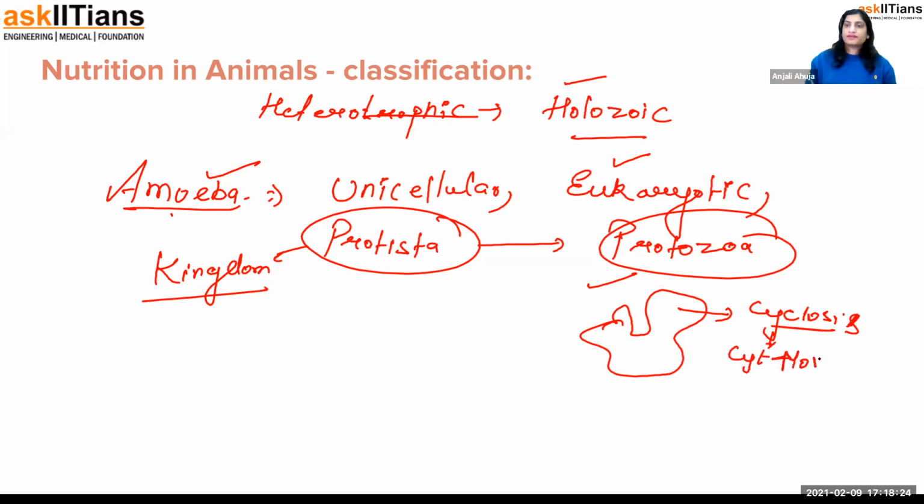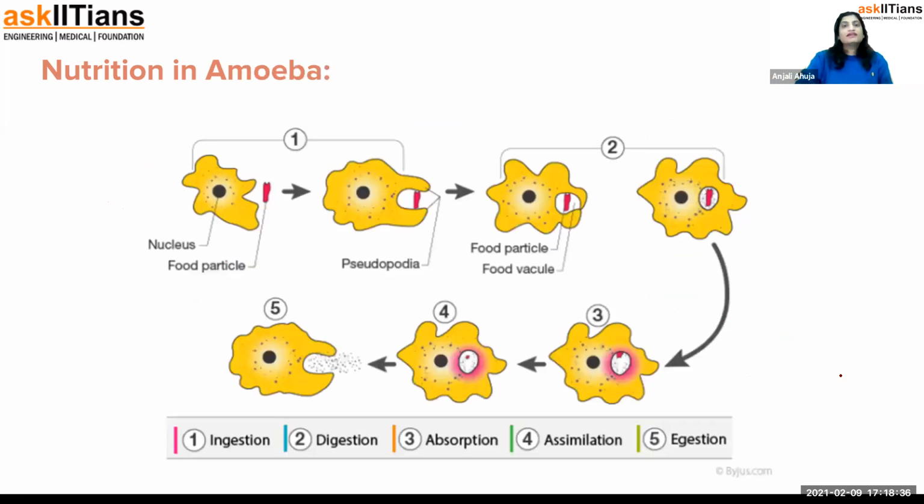Here cytoplasmic movement happens, and they can change their shape and take the food inside. I know that you have learned that in lower grades, but here let's understand what these things are known as. So if I tell you the nutrition in amoeba, it happens in four steps.